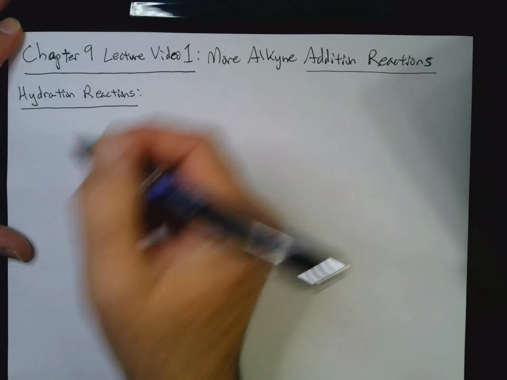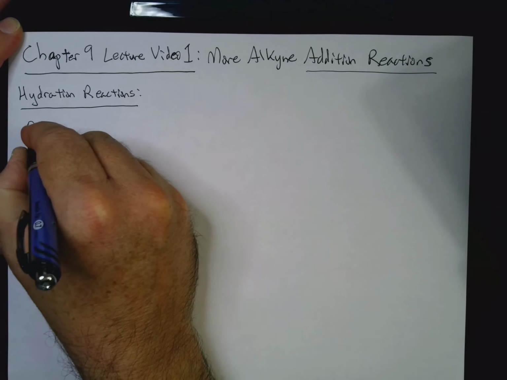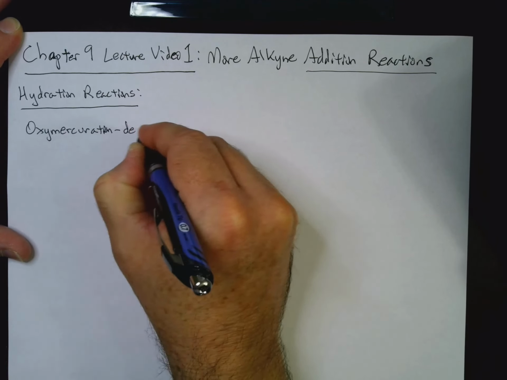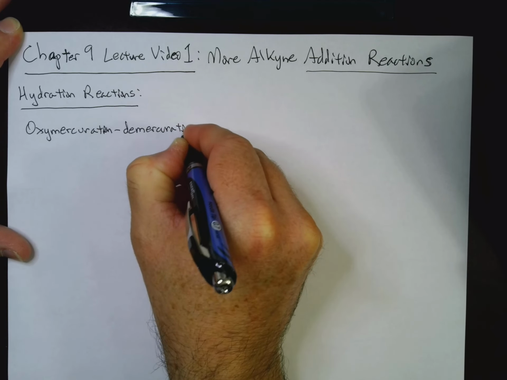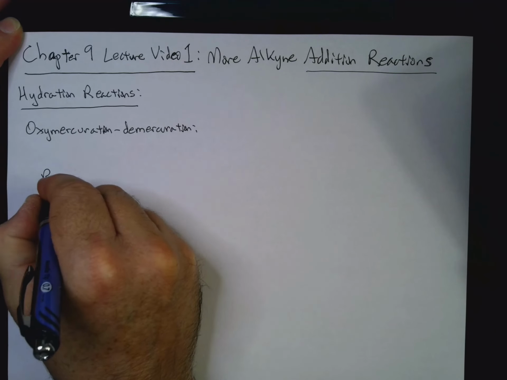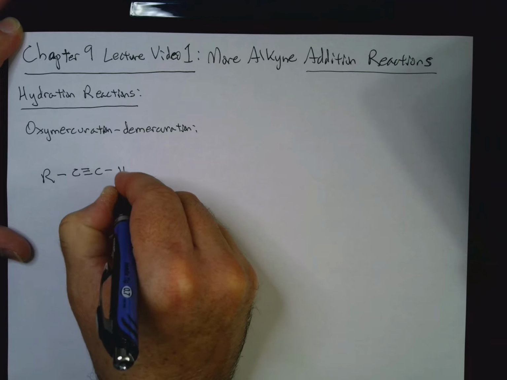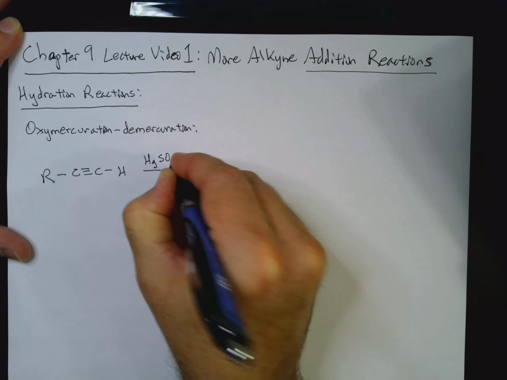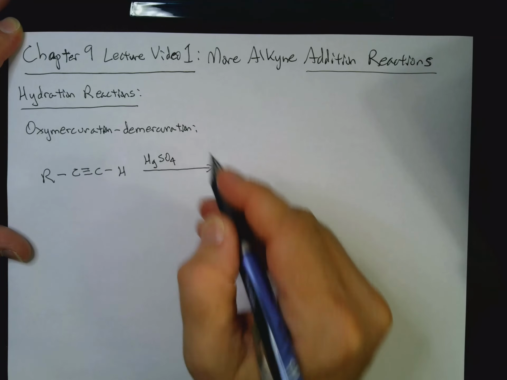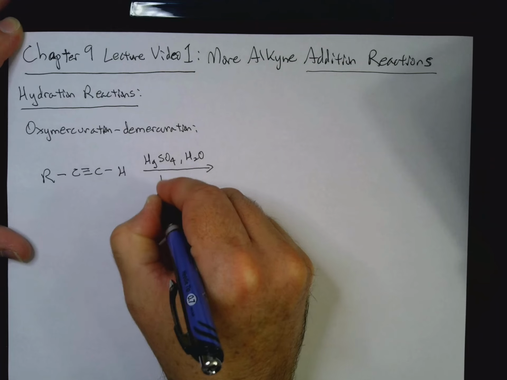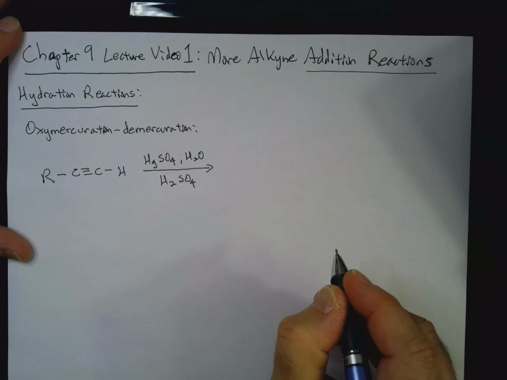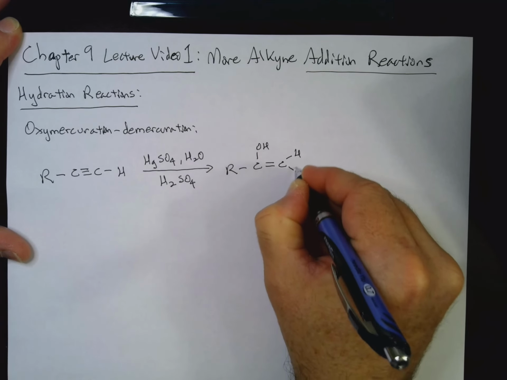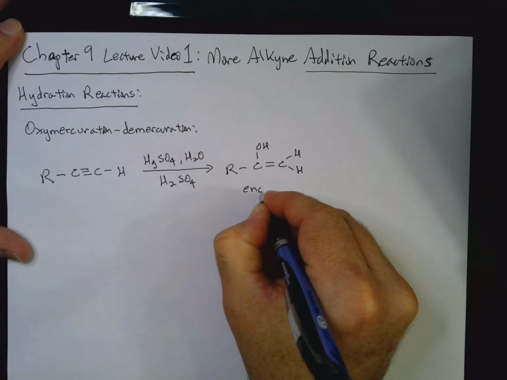Anyway, we saw a mercuration demercuration, or oxymercuration demercuration. And it would look something like this. We'd have our alkyne, and the reagent that we actually want to use is HgSO4, so mercury 2 sulfate. We'll use water, and then we'll use acid as well, H2SO4. And what that gives us is this initial species here, which is called an enol.